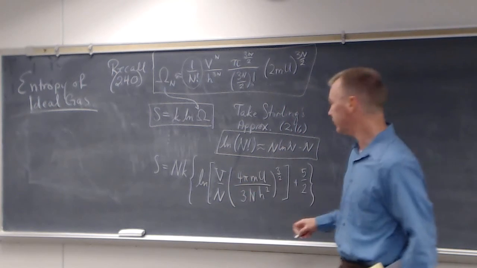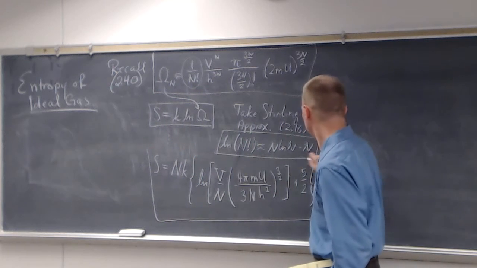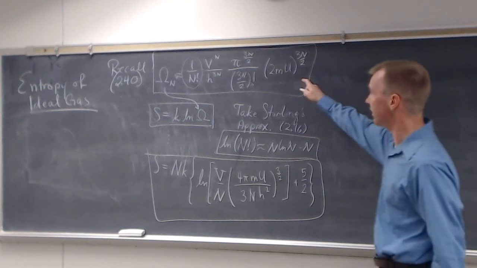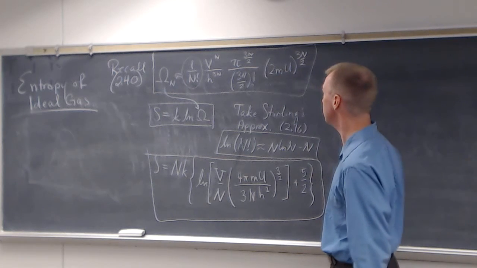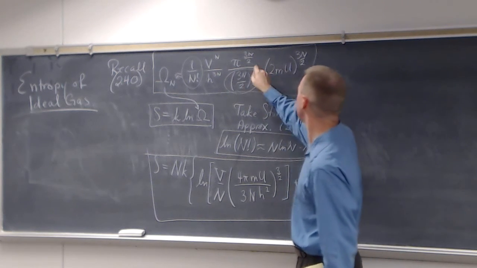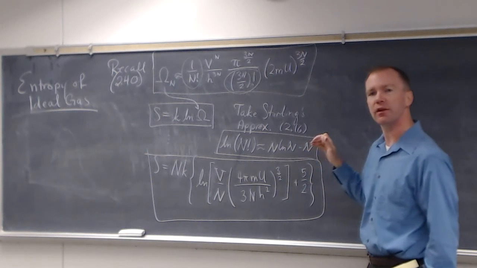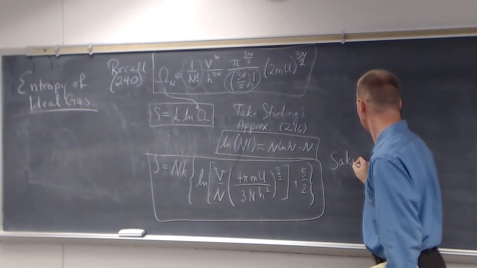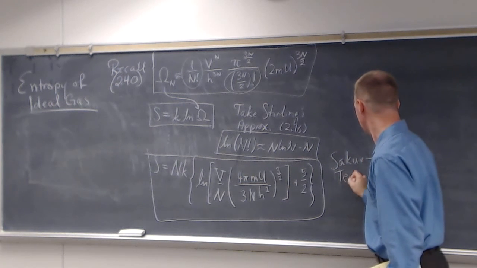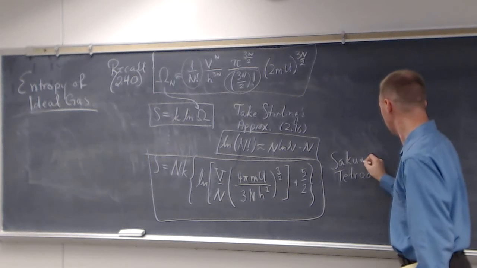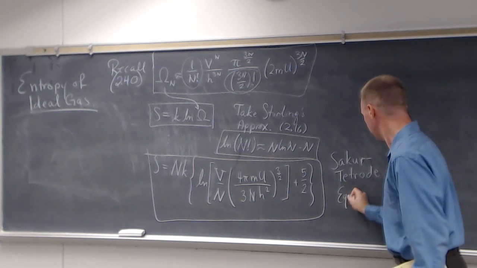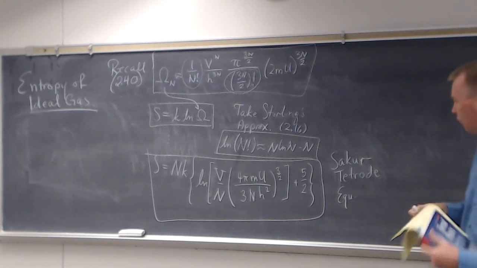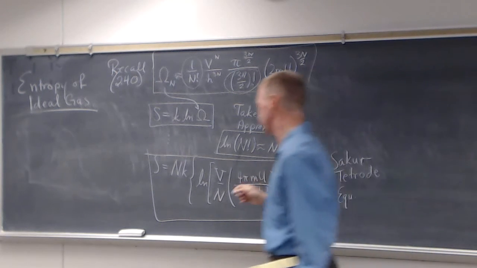this. I was going to say it's a fairly ugly looking formula, but it's a far sight better than the one for multiplicity up here, which has these factorials running around it. This is the Sackur-Tetrode equation, and it's the formula for the entropy of an ideal gas.